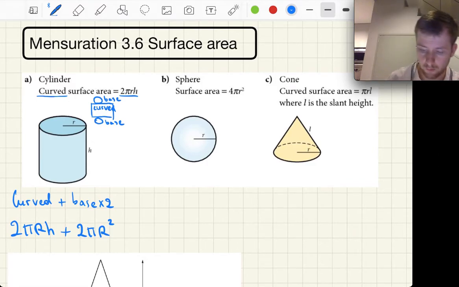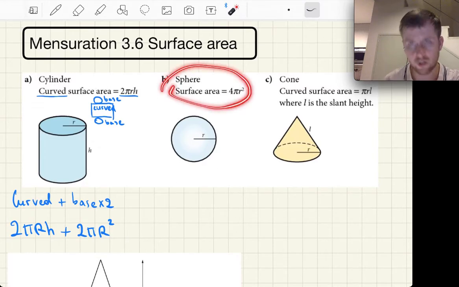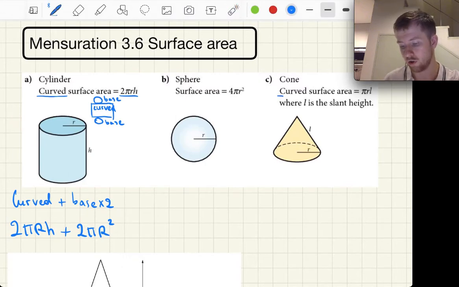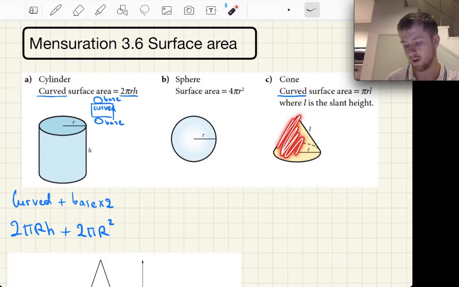Okay, next one, very quickly, the sphere, not much to describe here. The surface area is 4 pi r squared. And finally, the cone, which has the same problem. We are given only a curved surface area formula. So it means it's just this area, only this part, which is curved, right?